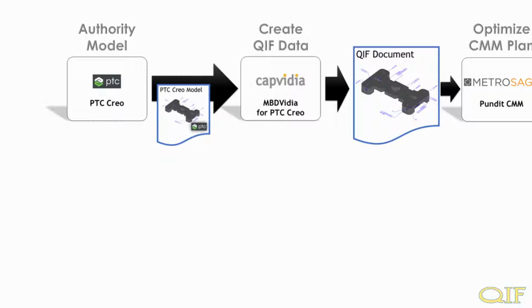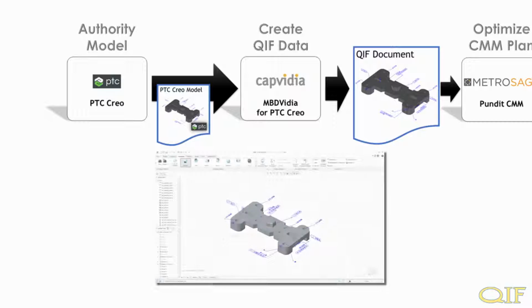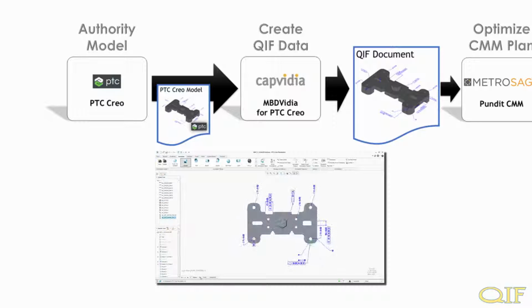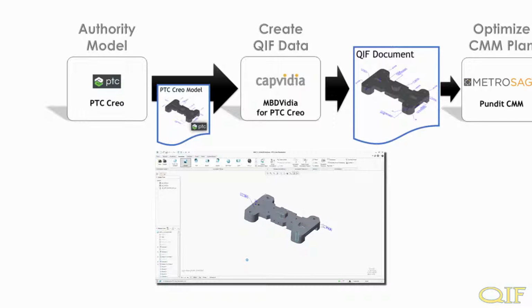This demonstration starts with a model with 3D PMI created in PTC Creo. The first step is to create a derivative QIF MBD model, which will contain all the tags necessary to maintain full associativity with the Authority Creo model.